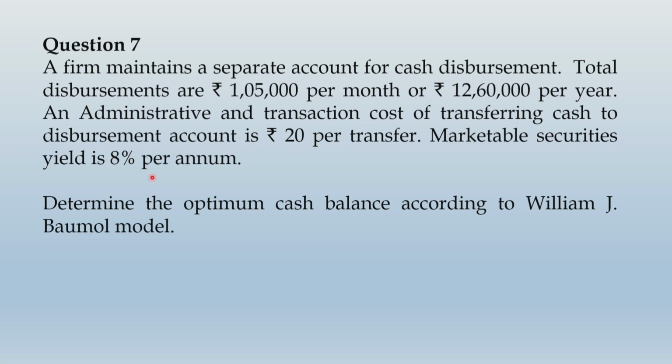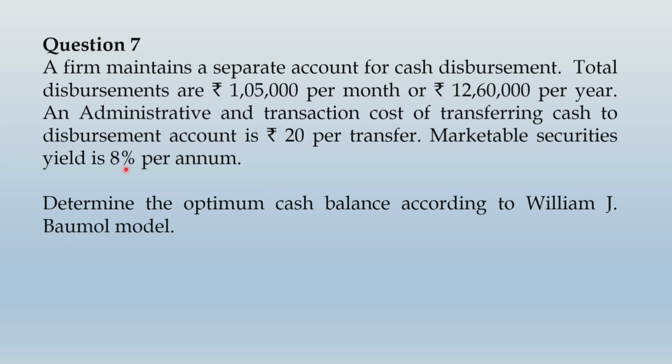Now marketable securities yield 8% per annum. So what is the significance of this line? If your money is lying in your investment account, which is generating a yield for you, or that investment is providing you a yield of 8% per annum, the moment you transfer the money from that investment to your disbursement account, you stop earning this 8%. So when you stop earning, it is as good as an opportunity cost for you.